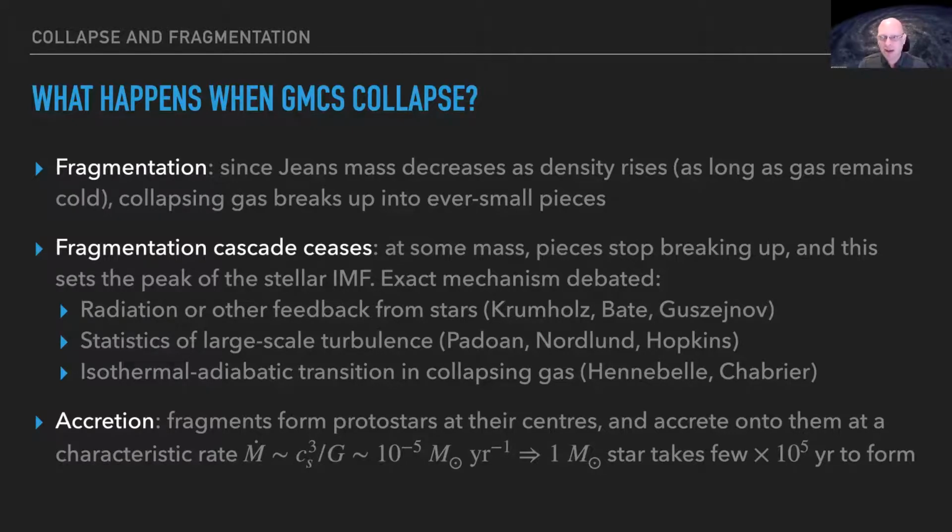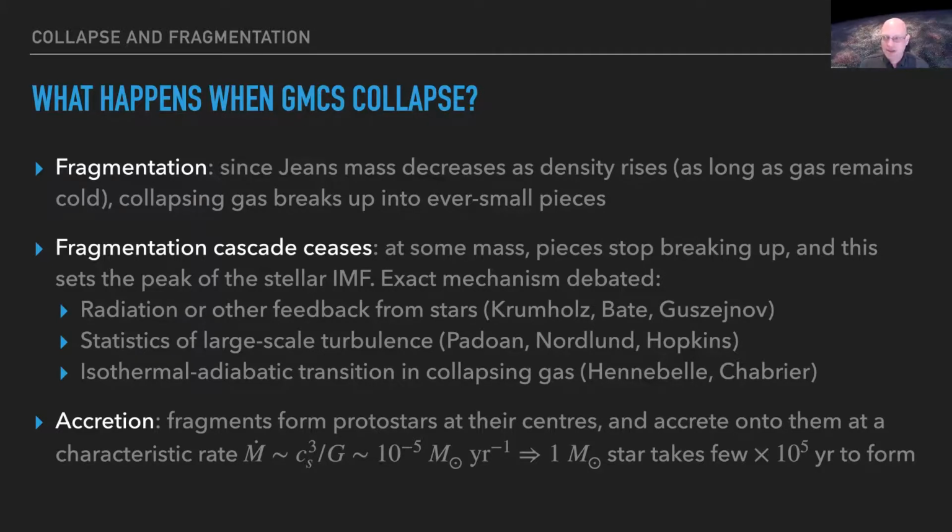Now, exactly what mechanism is responsible for breaking the fragmentation cascade is still debated. It could be radiation or some other form of feedback from the stars that are forming within the gas. It could be something related to the statistics of the large-scale turbulence. It could be due to a transition between isothermal and adiabatic behavior in the collapsing gas. Exactly which mechanism is responsible is debated, but whatever mechanism that is, that determines the peak of the stellar IMF, that determines the characteristic mass of stars.